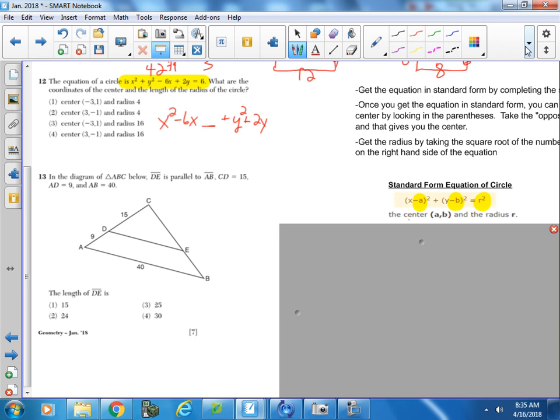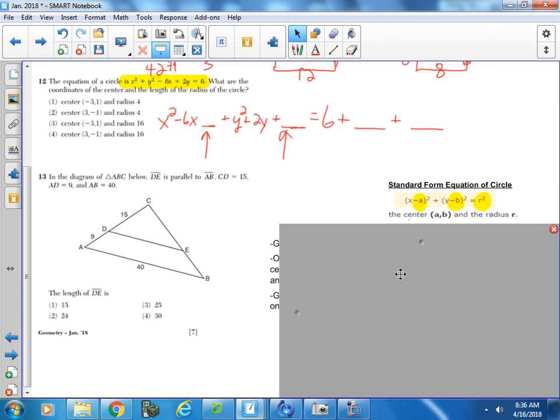I'm going to have a plus, and I'm going to have a little space there for a number I'm going to put in. And then I'm going to equal, you have the 6, so you still have the 6, but whatever I put in here and here, I'm going to have to put over here also. Actually, I'm going to move these notes way down so I can have some room here. All right.